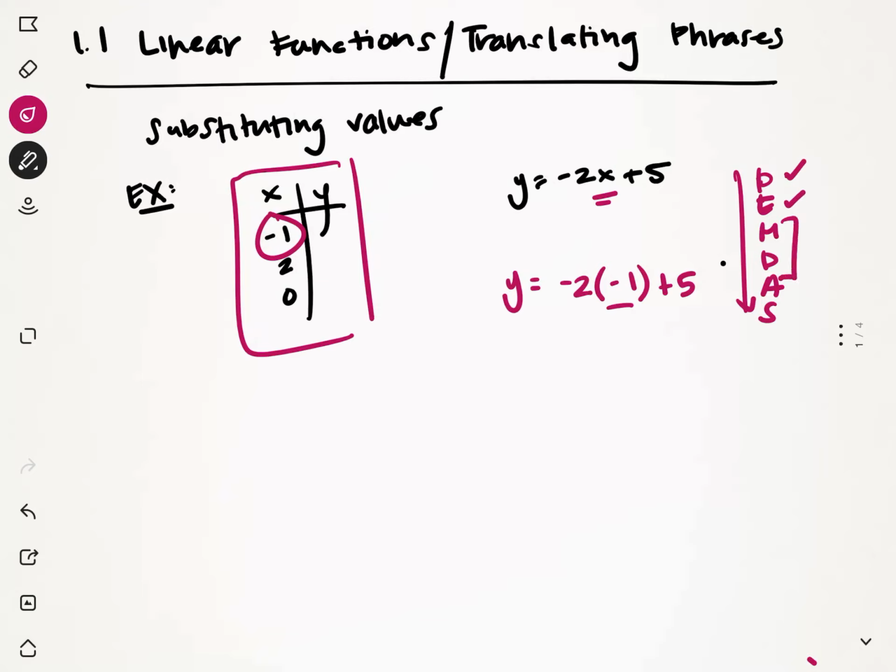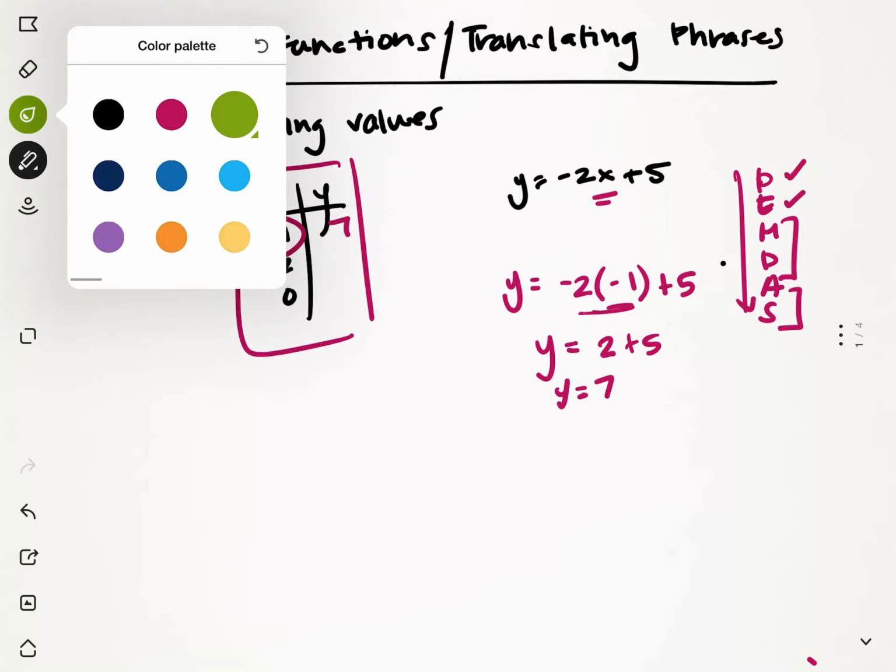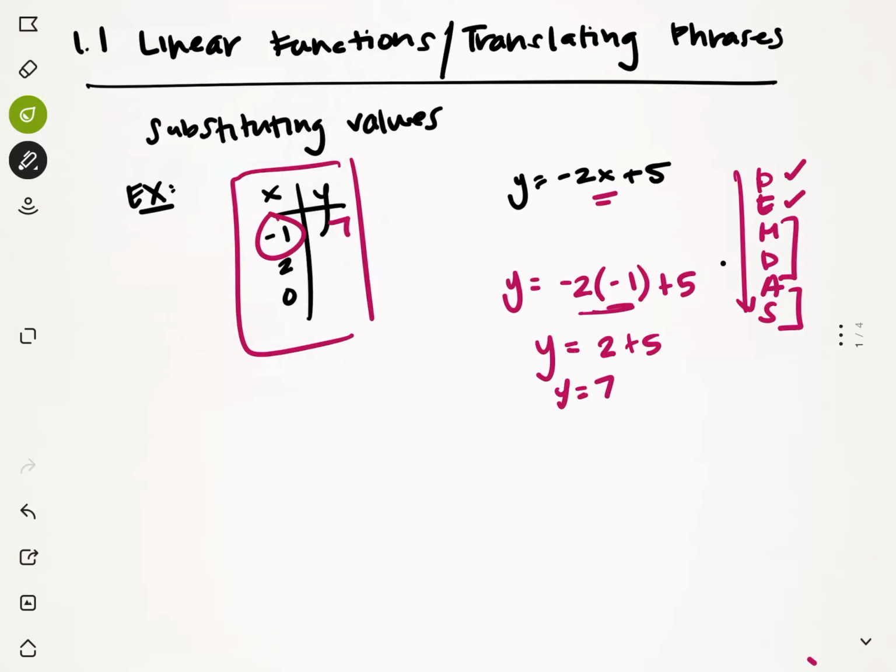Multiplication and division are together, so let's do our multiplication. -2x times -1 is +2. And then we'll deal with our addition last. So y is going to be equal to 2 plus 5, which is 7. So we're just going to go ahead and put our 7 in our table. Let's switch colors here and then move on to the next one.